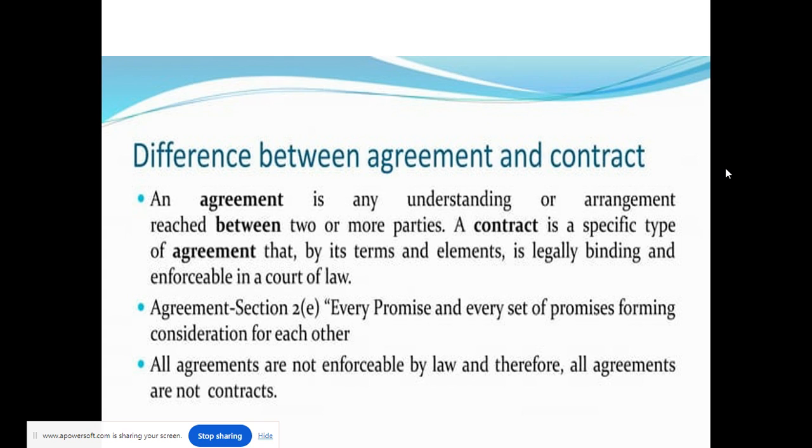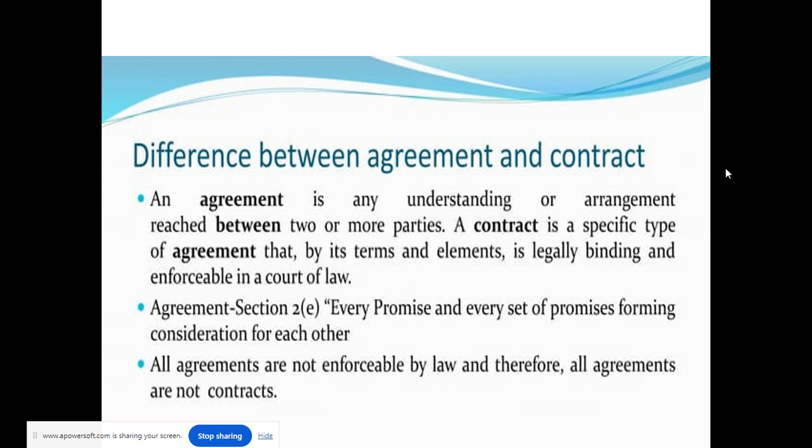So, what are the differences between an agreement and a contract? A contract as a whole includes the agreement. It means in a contract there is the inclusion of an agreement as well as the legal obligation, whereas an agreement is simply a part of that contract. The motto is: an agreement is an understanding or arrangement reached between two or more parties, whereas a contract is a specific type of agreement which, by its terms and elements, is legally binding and enforceable in a court of law.